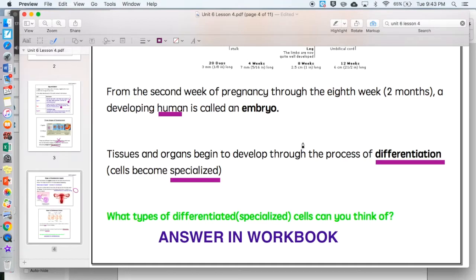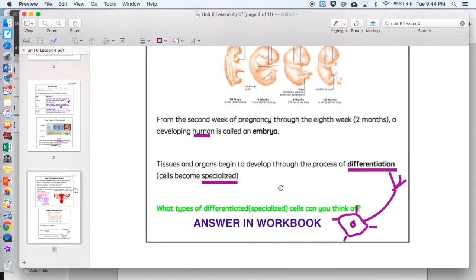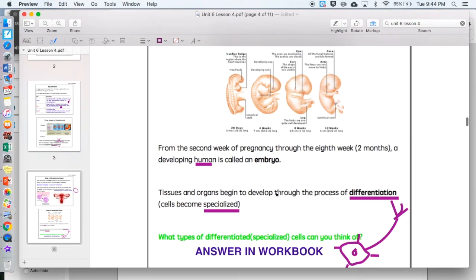Let's see if I can draw you a better diagram. Maybe something that looks like there's some other things coming out this side. Okay, so what types of differentiated or specialized cells do you have in your body? Remember, if someone's a specialist, they focus on one specific job and they have some training in it, all right?